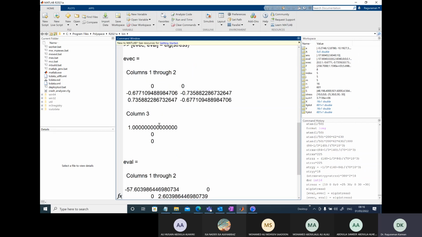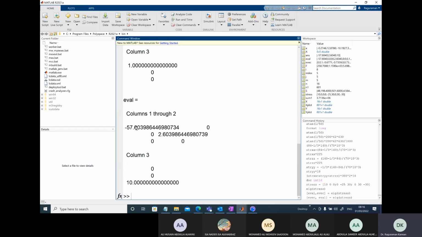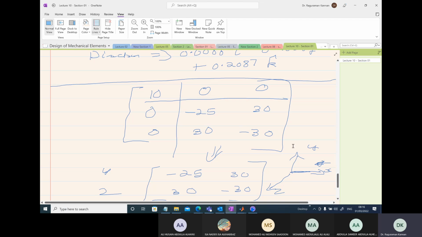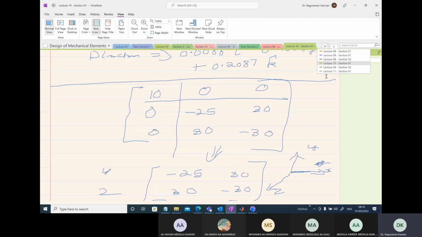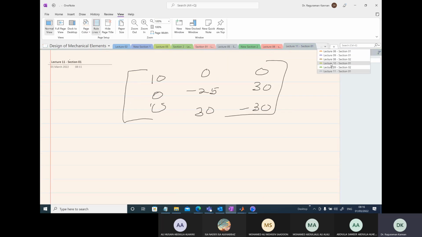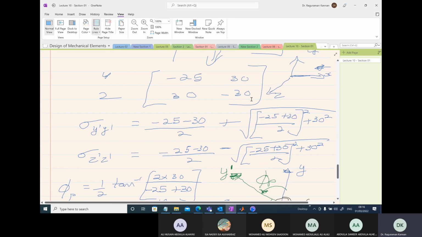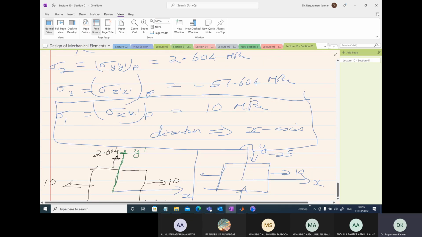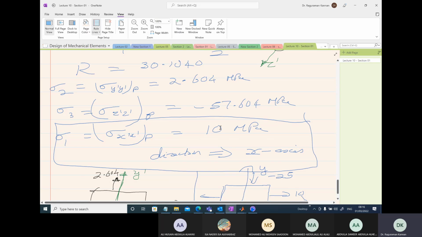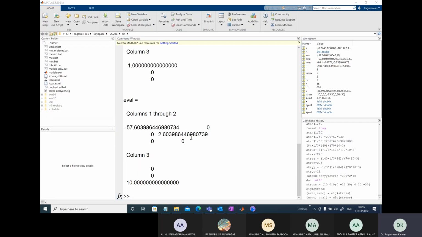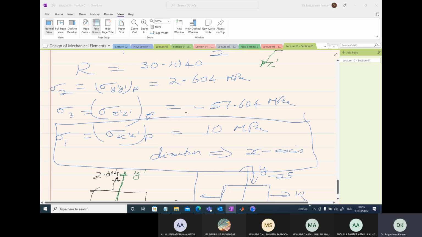Okay, so how do we check? First, let's check the eigenvalues. The values are minus 57, 2.6, and 10. So did we have the same solution in this case? Windows never works properly. Okay, so we can see the solution here for this particular problem. We have the three values: 10 megapascals is one of the solutions, 2.6 is one of the eigenvalues, and minus 57.